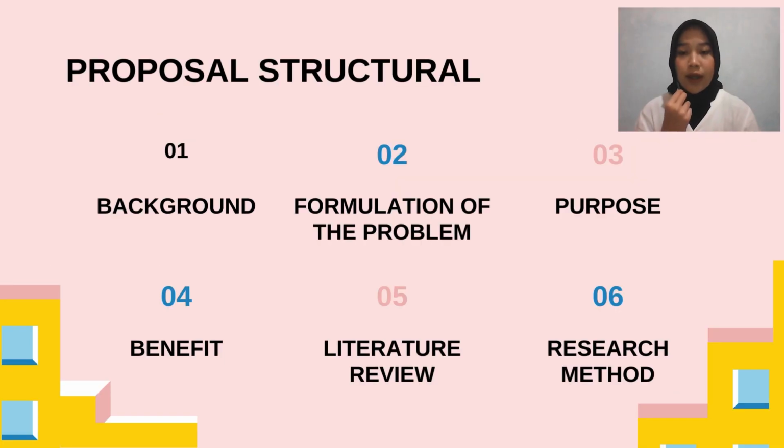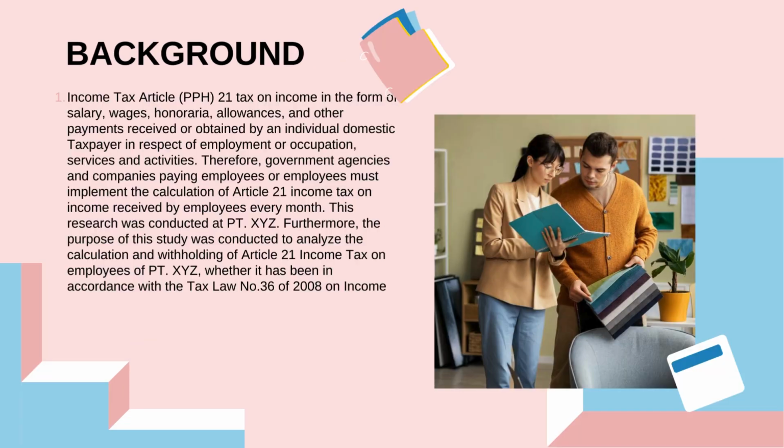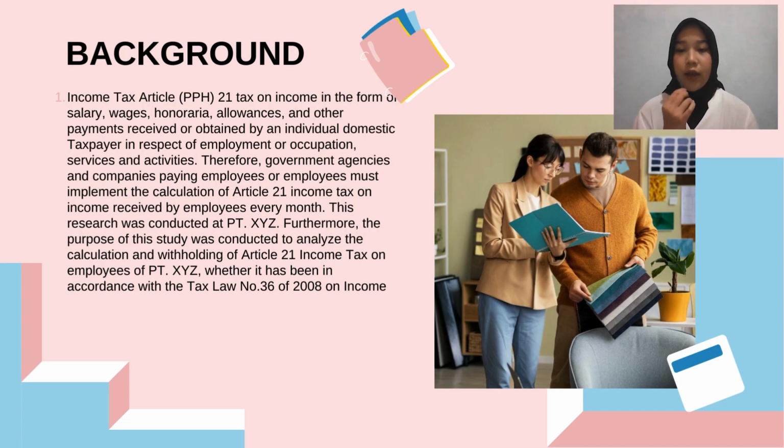Well, my proposal consists of 6 chapters. There is background, formulation of the problem, purpose, benefit, literature review, and research method. Okay, so now first of all, there's the background. Income Tax Article 21 is tax on income in the form of salary, wages, honoraria, allowance, and other payments received or obtained by an individual domestic taxpayer in respect of employment or occupation, services, and activities.